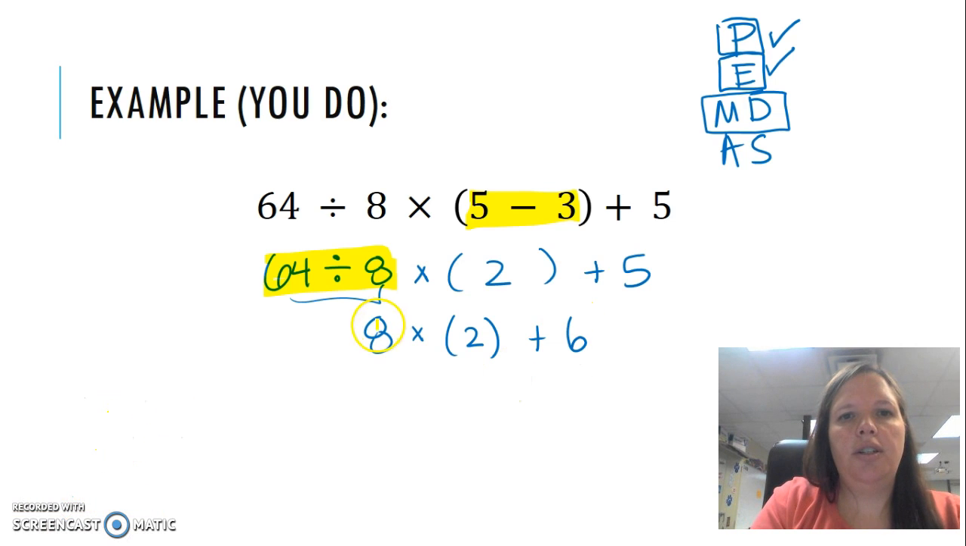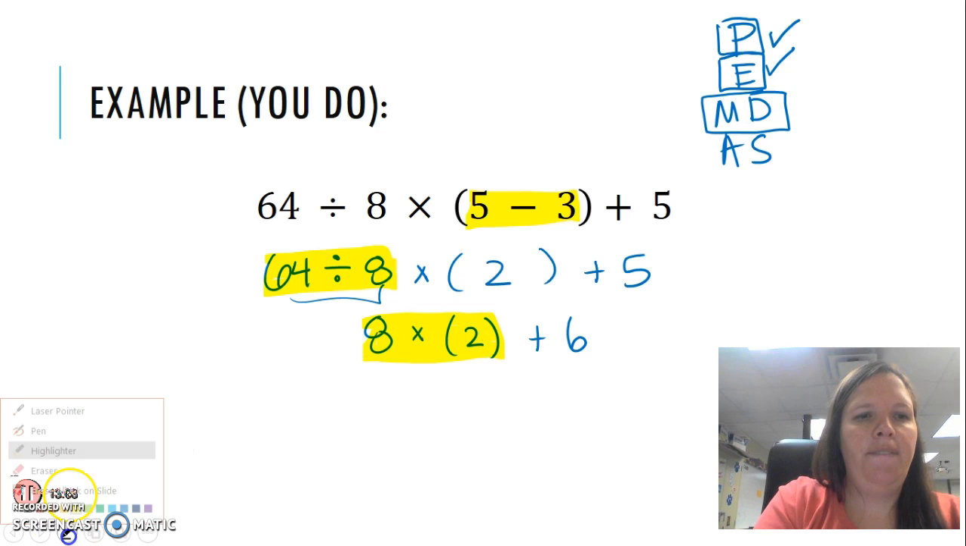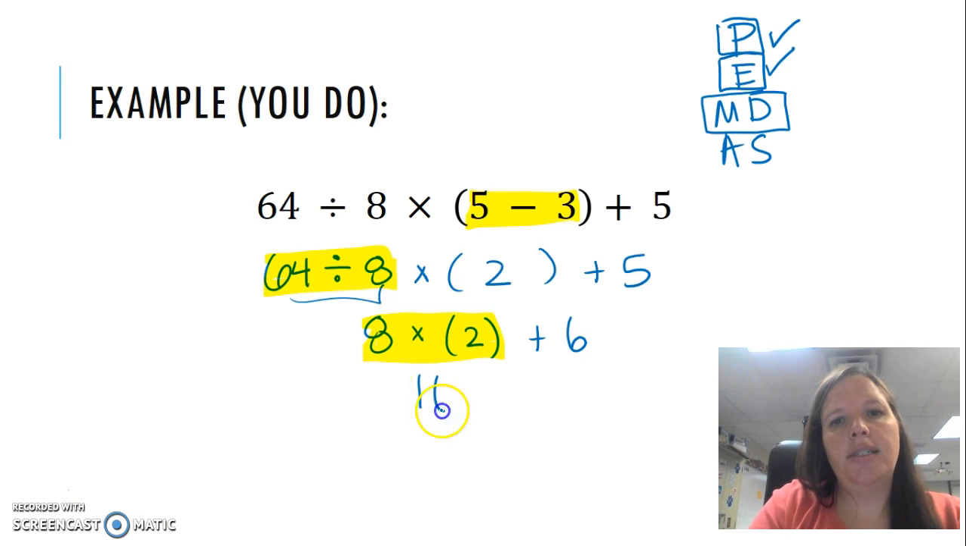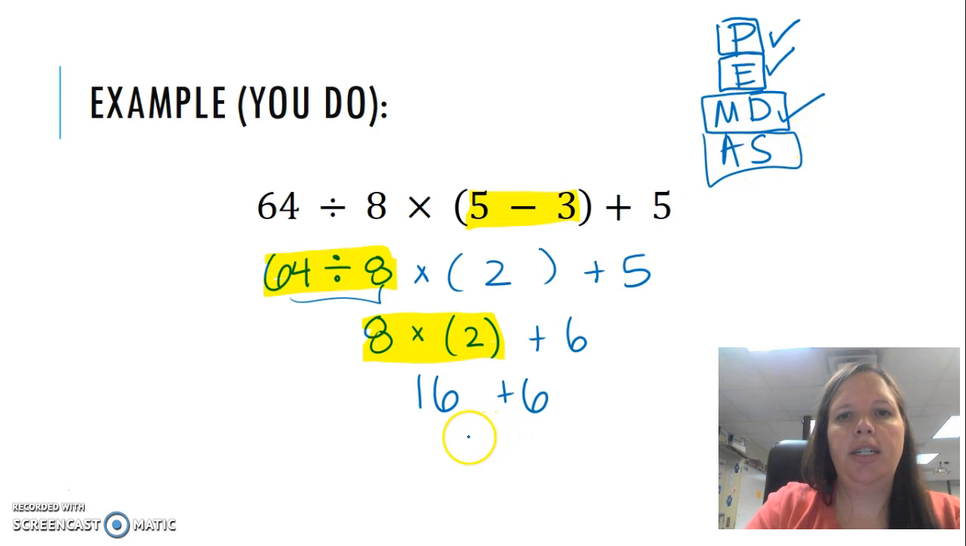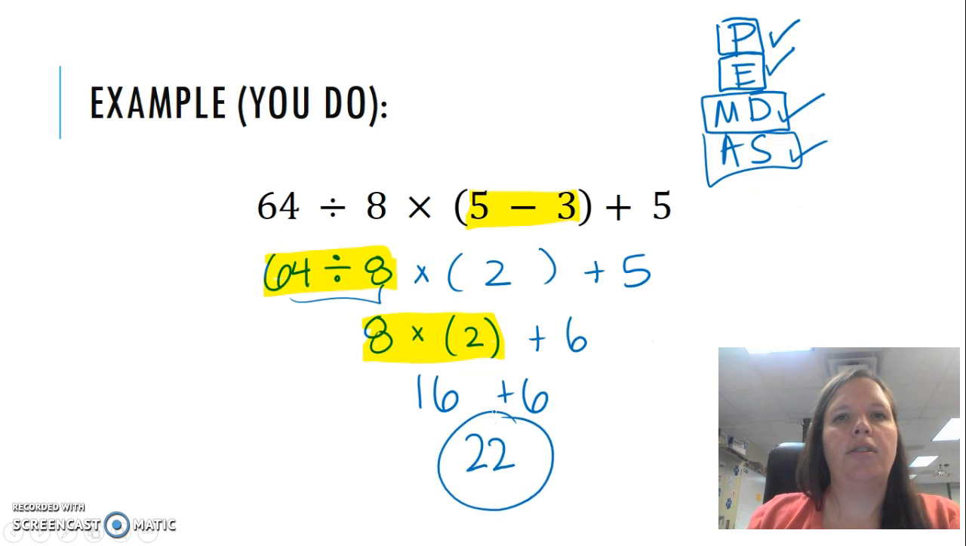Multiplication or division, still on that priority level. Now I have some multiplication here. So that gives me 16 plus 6. Done with multiplication and division. Last step, addition or subtraction. So I have 16 plus 6, which gives me 22. So there's my final answer.